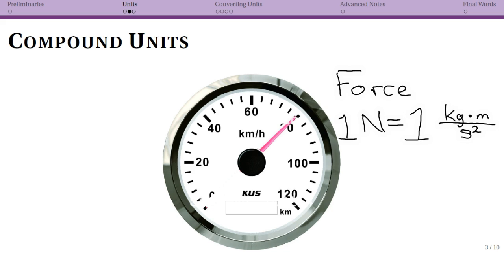So as we encounter units in this class, such as joules for energy, we can express it back in terms of kilograms, meters, and seconds squared.